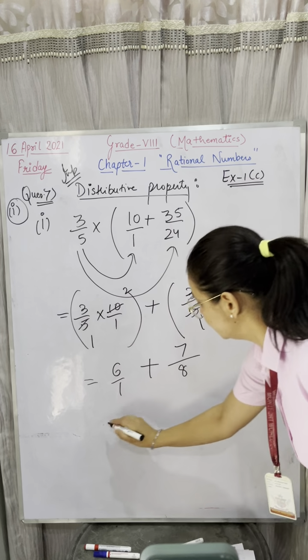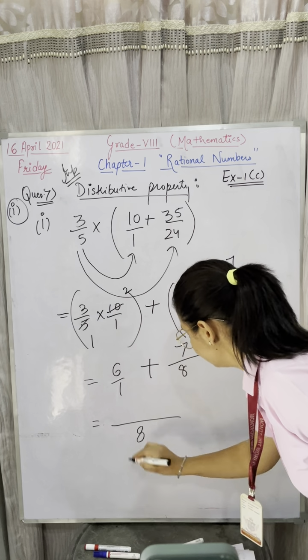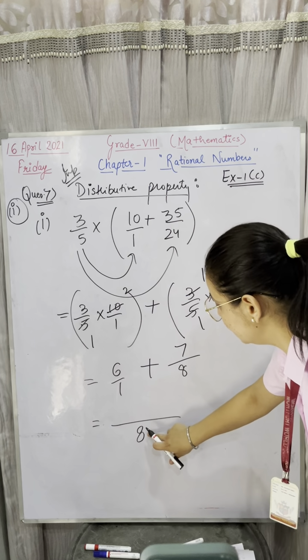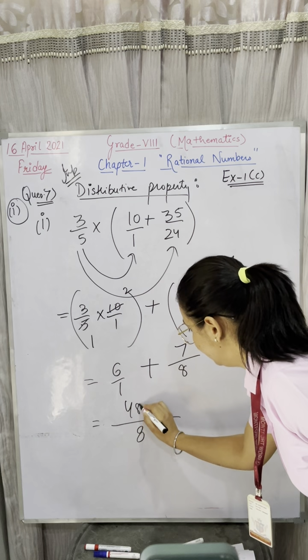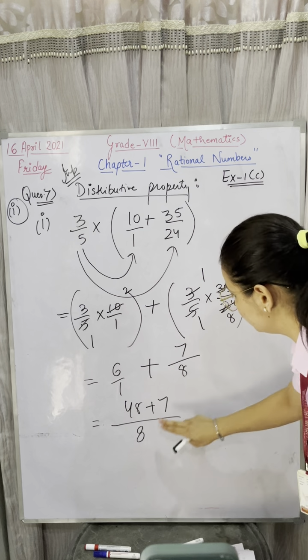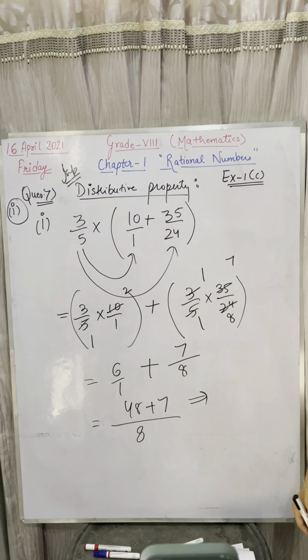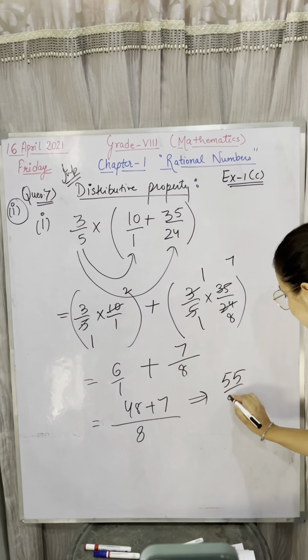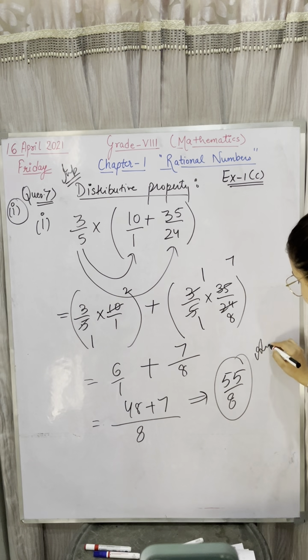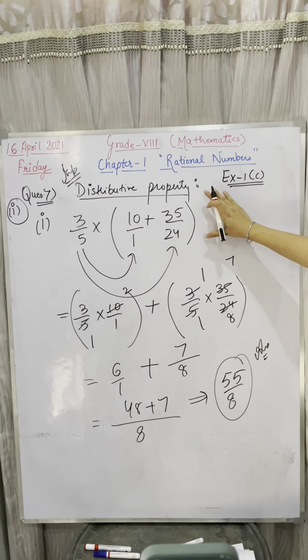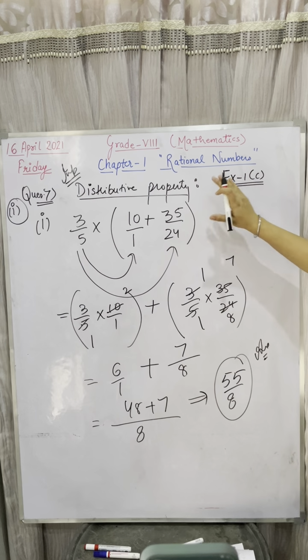Now take LCM. LCM will be 8. 1 eights are 8 and 8 sixes are 48, plus 7, because 8 ones are 8 and 1 into 7 is 7. Now add 48 plus 7, how much? Yes, 55 upon 8. This will be your answer. It is important but easy also.